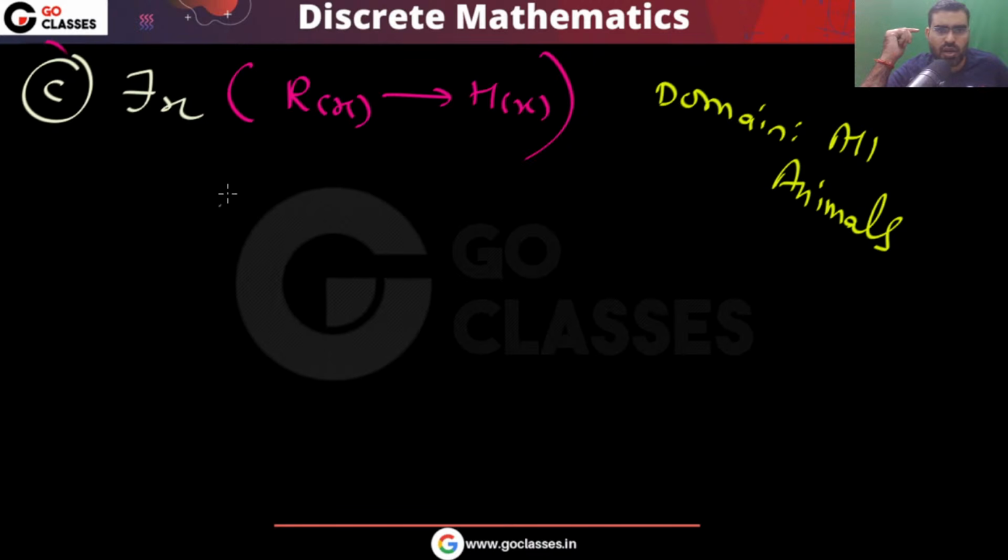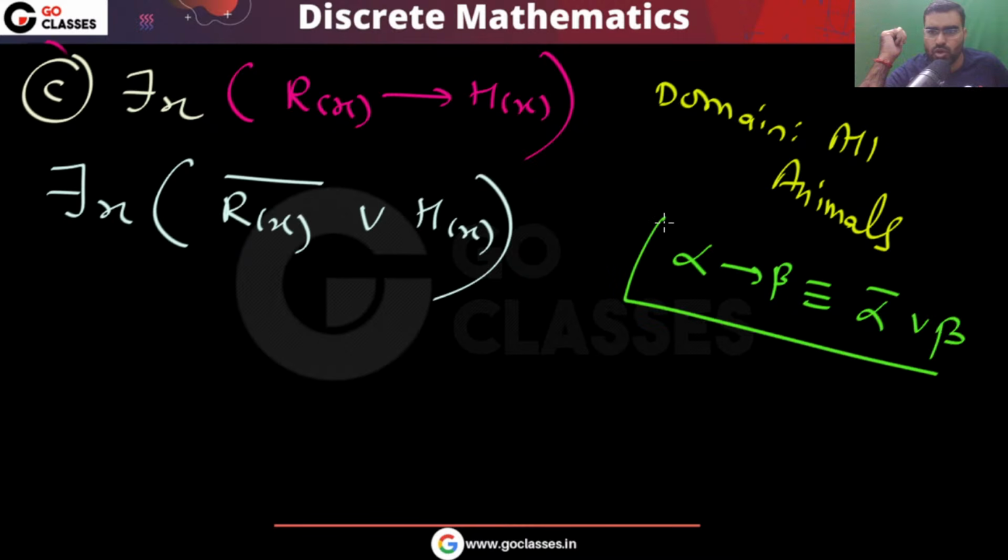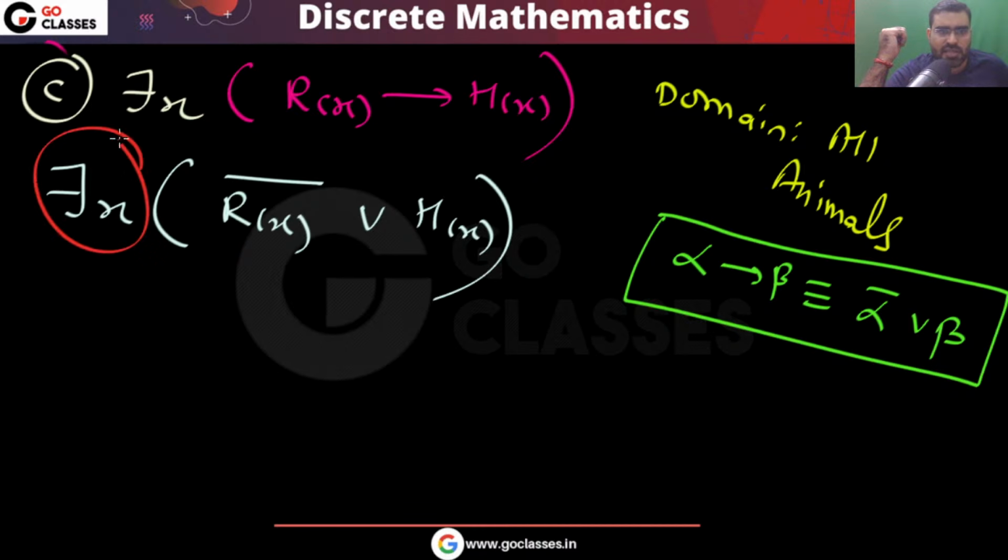If you want to understand this, then you can write like this: there is someone such that either it is not a rabbit or it hops. Please understand that alpha implies beta is the same as not alpha or beta. So you can write like this. Now you can understand. We are saying there is someone, either it is not a rabbit or it hops.